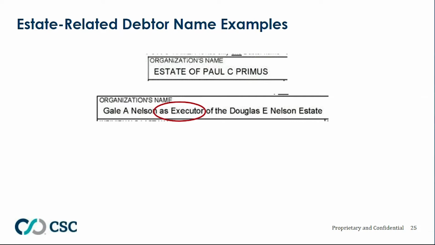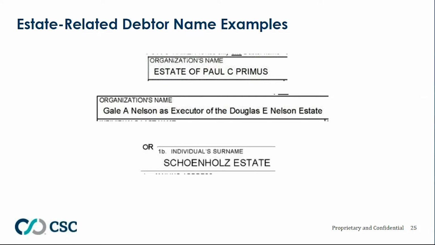Now here somebody has put the individual name in, but they added a statement of capacity, which is going to render the financing statement seriously misleading in virtually every case.